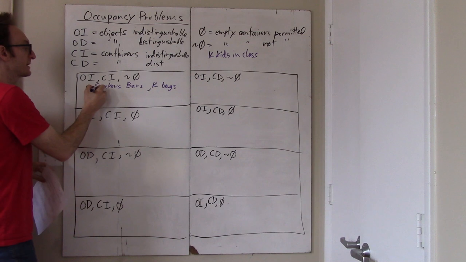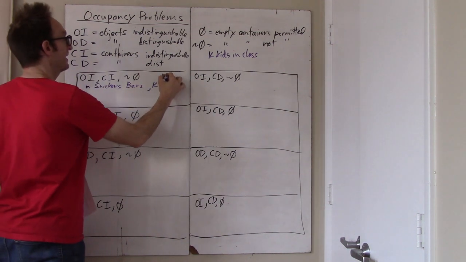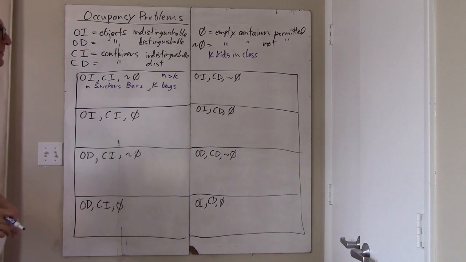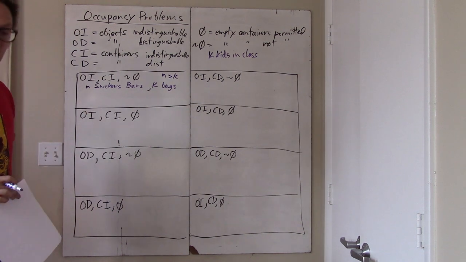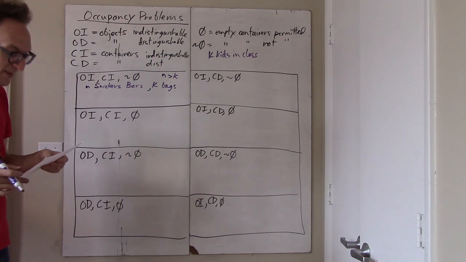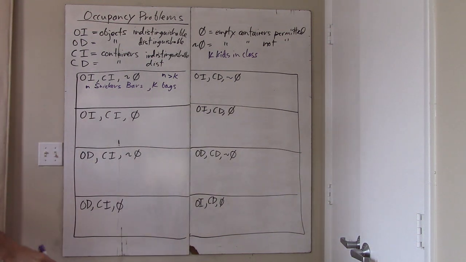N is probably in general bigger than K. In other words, you have, you know, 20 Snickers bars, but there's only, you know, 15 people in the class, so that means some people are going to get more than one bar. But everyone has got to have at least one bar. You're a nice cafeteria worker. You can't just prepare one box with no Snickers bars in it.